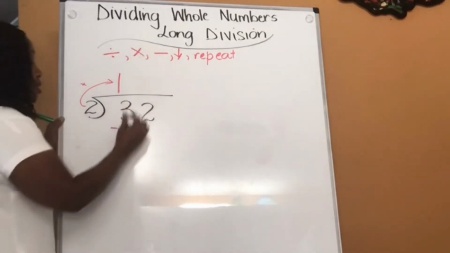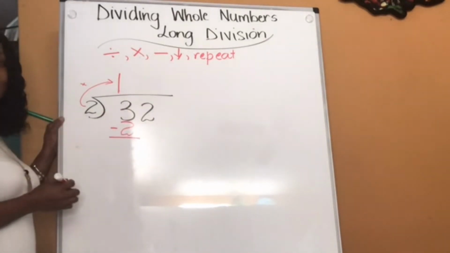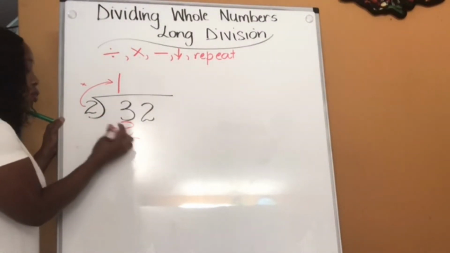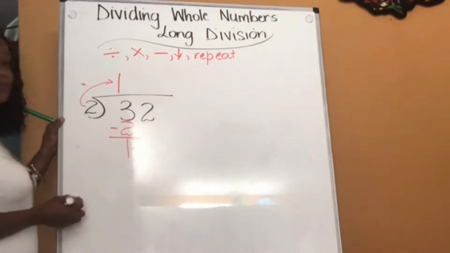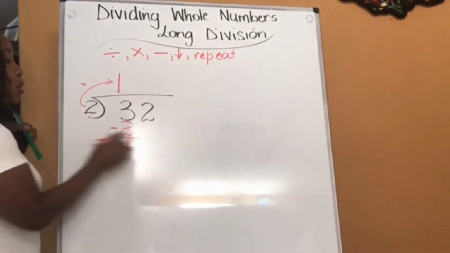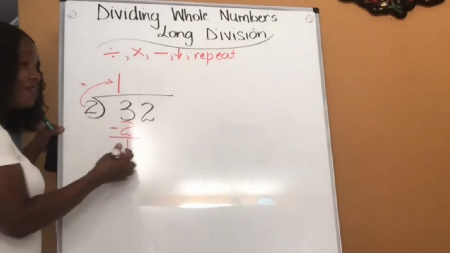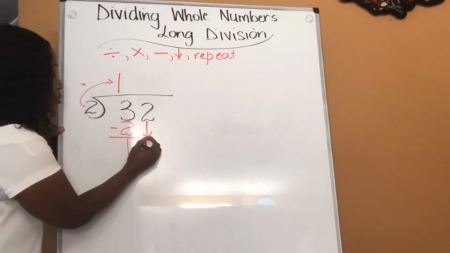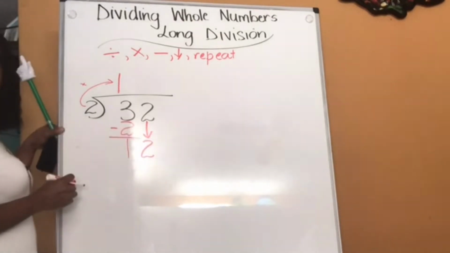And the next step is to subtract. So I have 3 and I give away 2, I'm left with 1. The next step says we are to bring down. So the other digit that you have not divided yet, you're going to bring it down. So you write 2 down there.